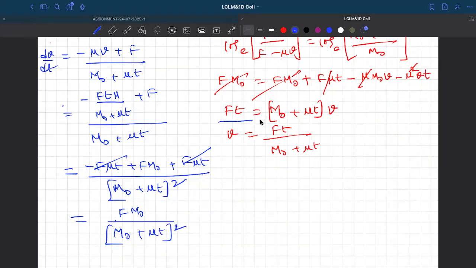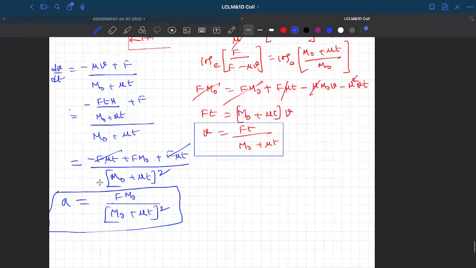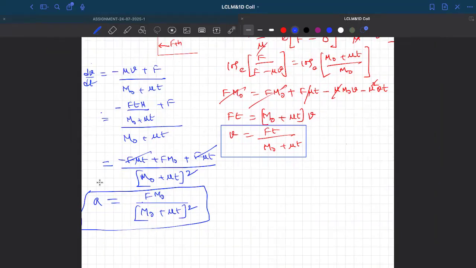So I have given you two relations here. One is the velocity term and the other is the instantaneous acceleration term, and both are functions of time. Any doubts? Sure, everyone in the class? Any doubts? Right.